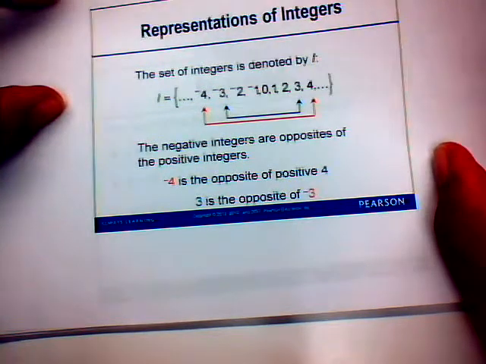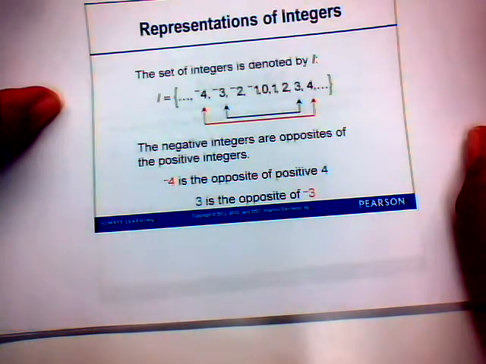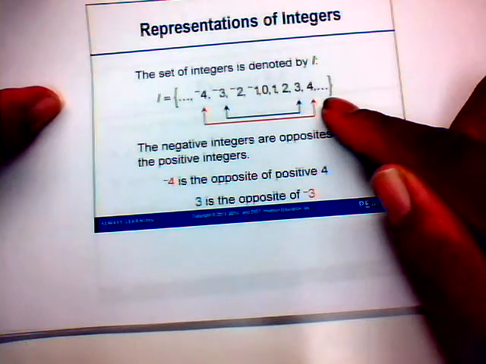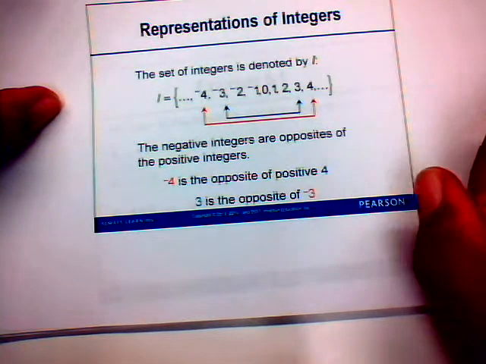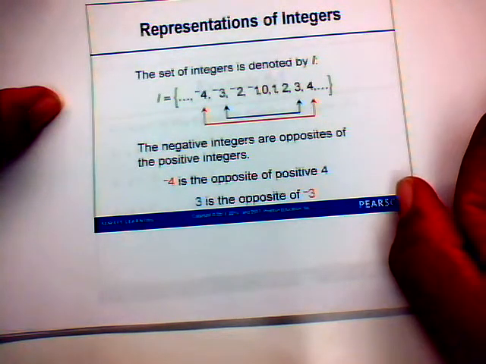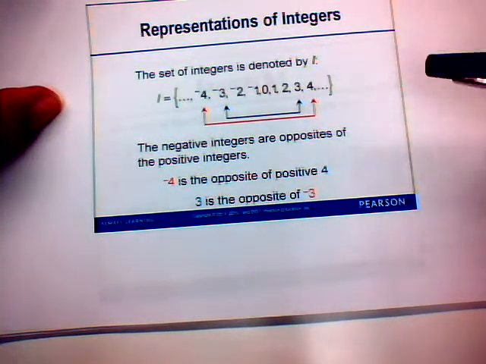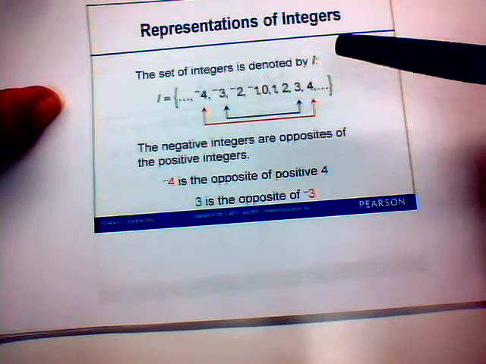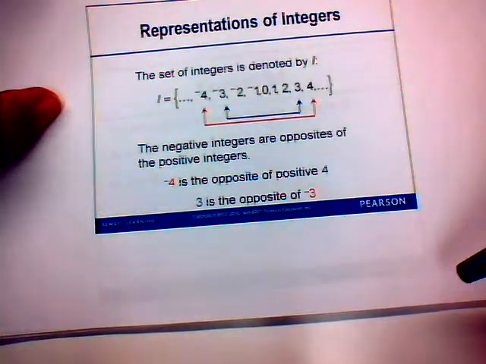The set of integers is going to be denoted by the capital letter I, and it's going to be this set. And this set consists of positive numbers, negative numbers, and the number 0. That whole set consists of the set of integers. Positive numbers, negative numbers, and 0.